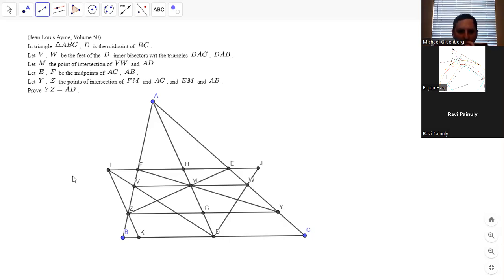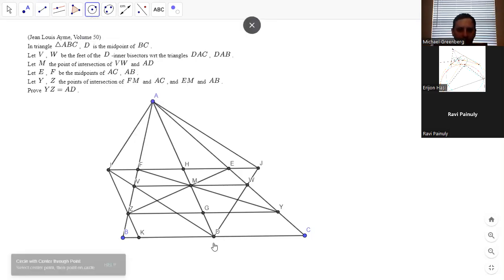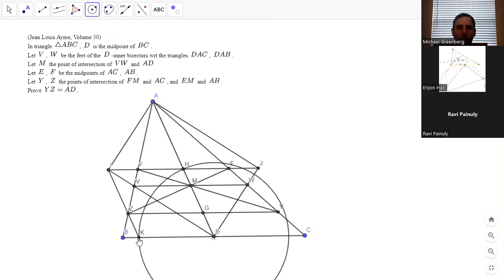AIJB is a parallelogram. That's good to know. It looks like DM equals DK. No, I would be very surprised if DM equals DK. Oh, DH is equal to DK though. Maybe that's what you were saying. Yeah.